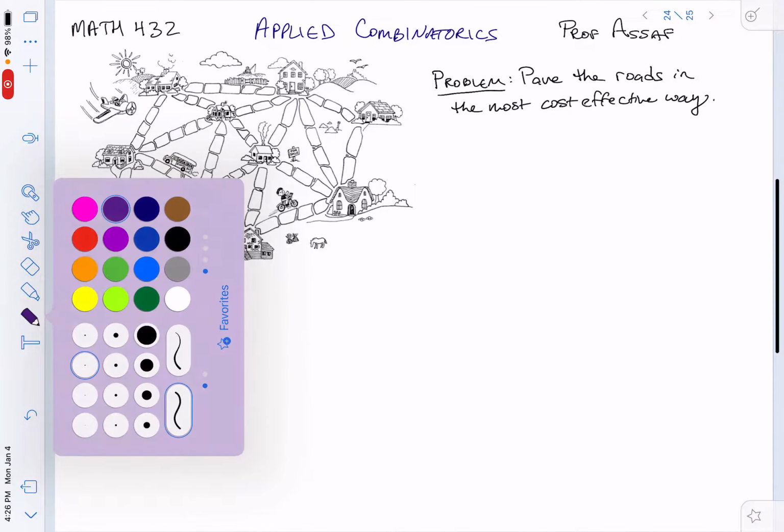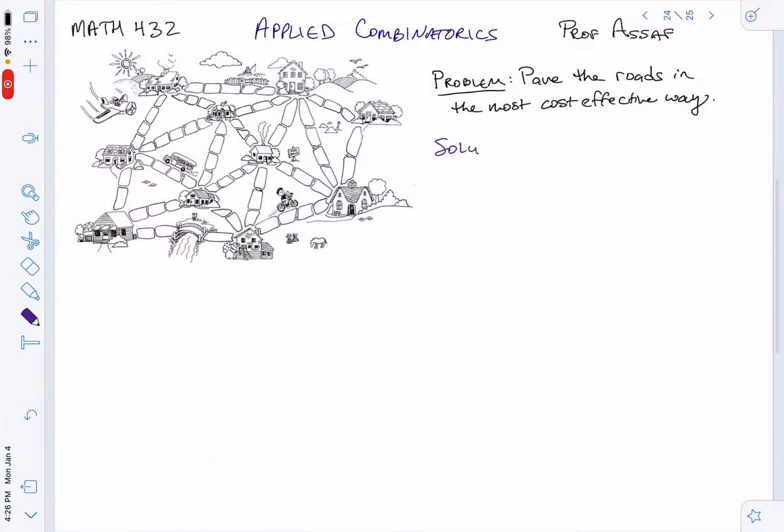What's the idea here? The solution to this problem is a very common problem in graph theory, which is to find a minimum weight spanning tree.